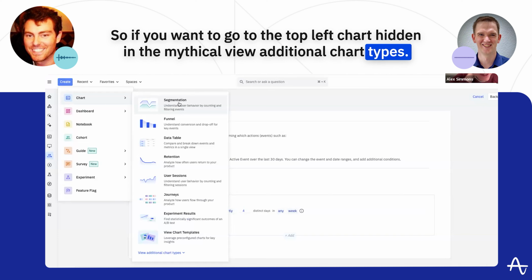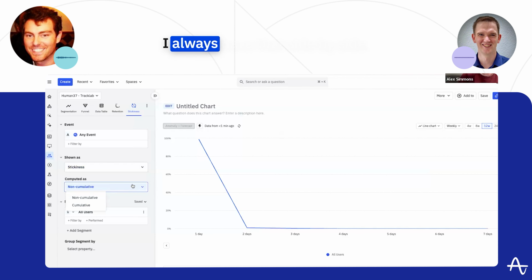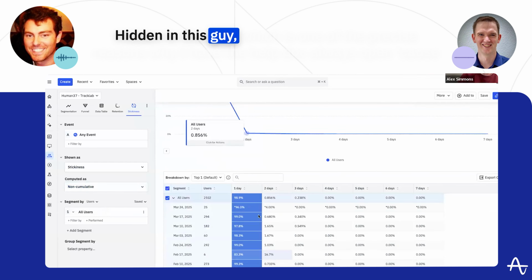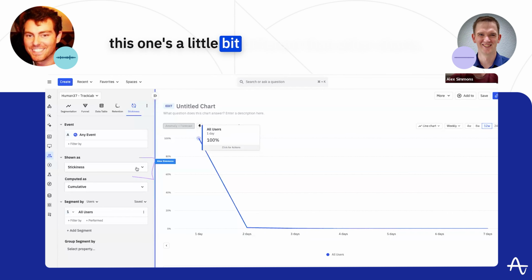Yeah, so if you want to go to the top left chart, hidden in the mythical view additional chart types. Actually, if you just Google Amplitude stickiness chart, I always have that up side by side. Hidden in this guy, which is one of the precise reasons why I have the help doc always open, because this one's a little bit different than other charts.